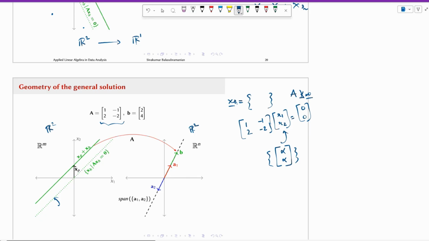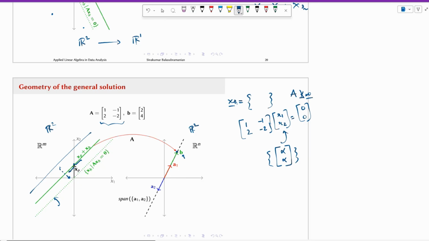Okay. Now, if you choose any point here, let's say I choose this point. This point will get mapped to some point here. And in fact, from that point, if I move in a direction parallel to the homogeneous solution, I will produce the same point here, B. If I move in an orthogonal direction, if I choose another, this entire line will produce only this vector B.